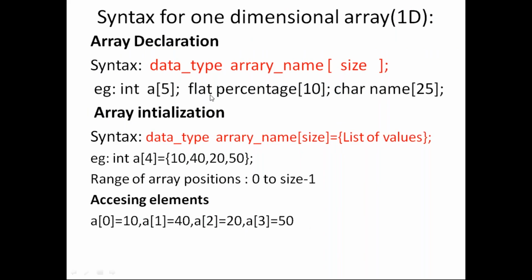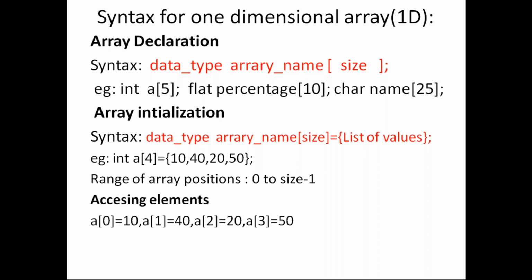Let us see what a one-dimensional array is, and how array declaration and array initialization are going to happen. The simple syntax for array declaration is the data type, whatever it is, int, float, character, followed by the array name, and the size has to be specified here.